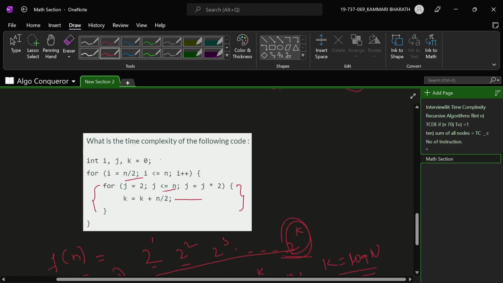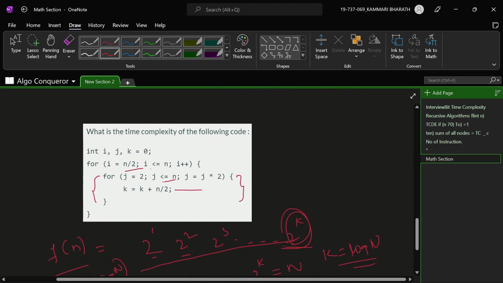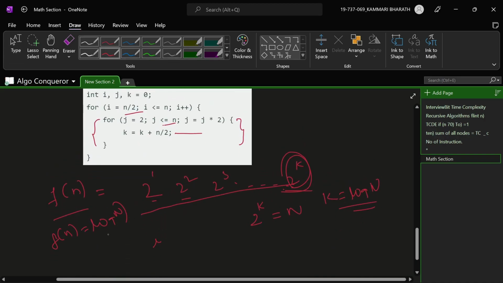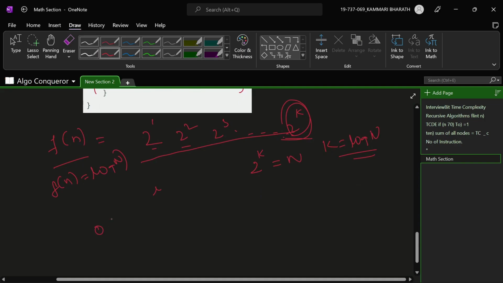And how many times does the outer loop execute? It's going from n by 2 to n. Each time it is incrementing by 1. So how many times does the outer loop execute? It's n by 2 times. So n by 2 into log n gives us big O of n log n.